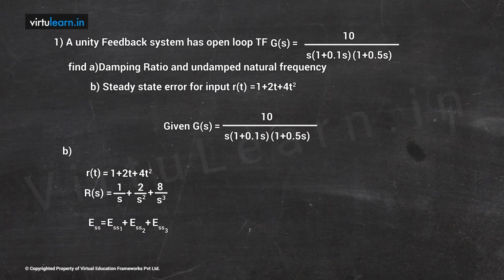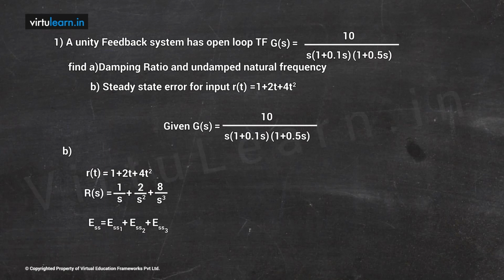Now when you apply the Laplace transform to this, you will get R(s) as 1/s, and your 2t is going to be 2/s², then 4t² is going to be 8/s³. By looking at these three terms, I can say the first one, 1/s, is the step input, then 2/s² is a ramp input, and 8/s³ is the parabolic input, where the magnitude of the input R1 is 1, R2 is 2, R3 is 8.